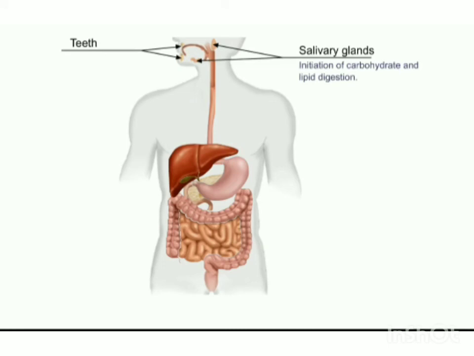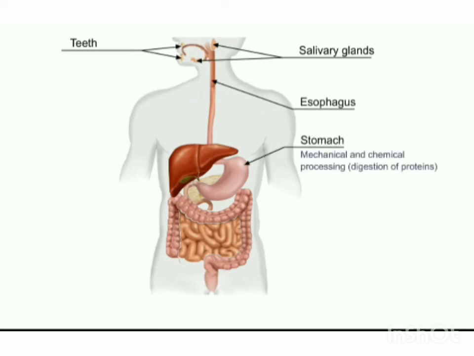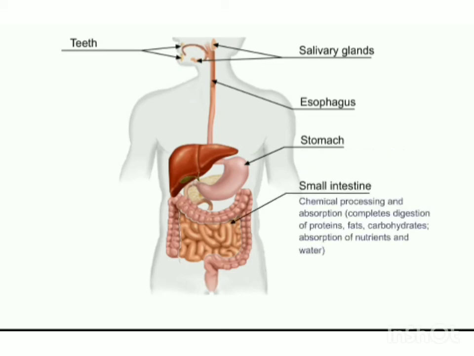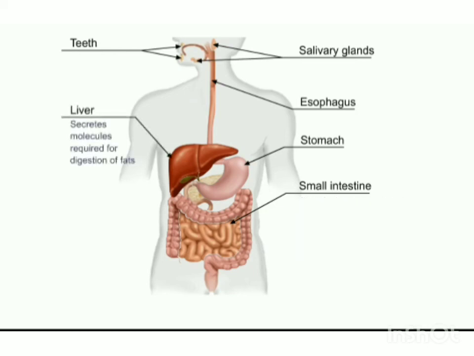Salivary gland initiates the carbohydrate and lipid digestion. Esophagus transports food to the stomach, where the mechanical and chemical processes of digestion of protein take place. Now, small intestine, where the complete digestion of protein, fat and carbohydrate and absorption of nutrients and water takes place.